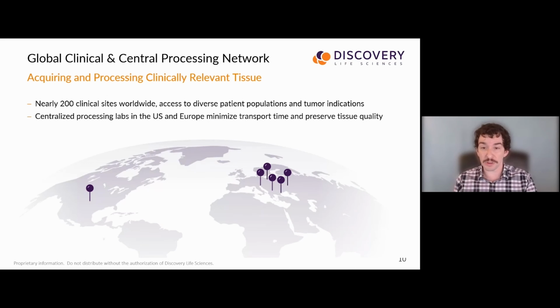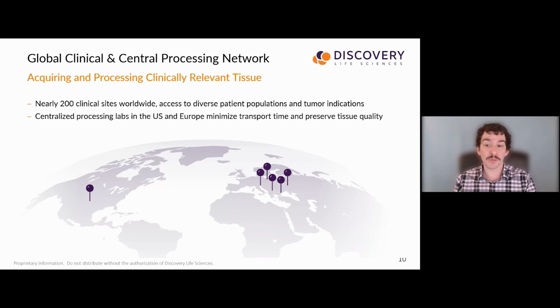So I've mentioned our global clinical network, and to give you some more information on that, our global clinical network spans nearly 200 sites, giving us access to diverse patient populations of tumor types. This worldwide infrastructure is the backbone of our ability to rapidly acquire and process high-quality tumor samples. By processing these samples in our centralized labs in the US and in Europe, we minimize transport time and preserve tissue quality, both critical aspects for generating reliably clinically relevant models. This also allows us to provide solutions for overcoming the challenges of actually working with fresh tissue.